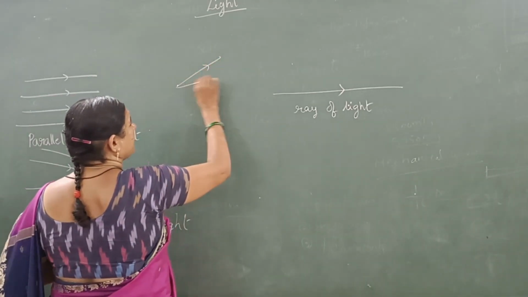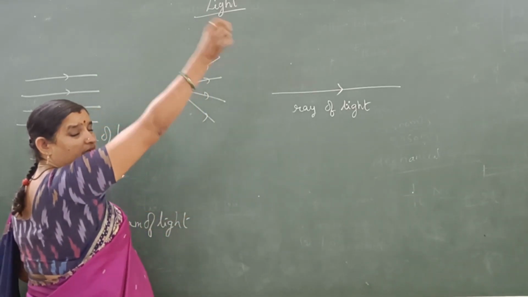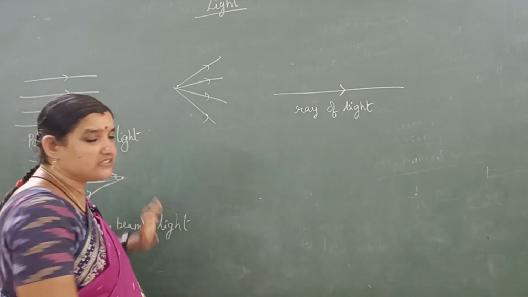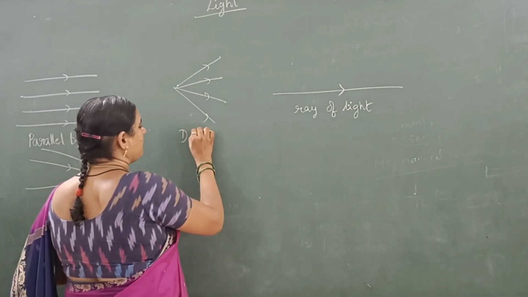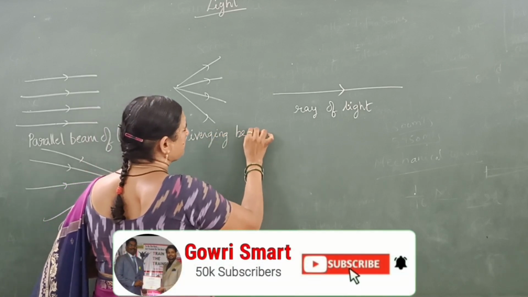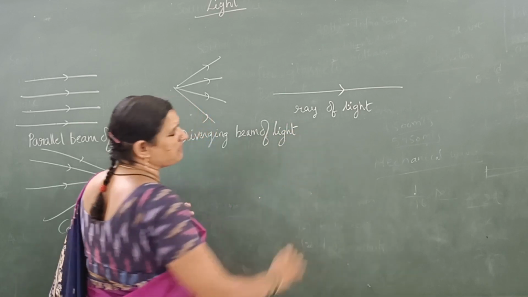From one source of light, it moves in all directions. So the light rays which are coming from a particular point and diverging in all directions, then it is called diverging beam of light.